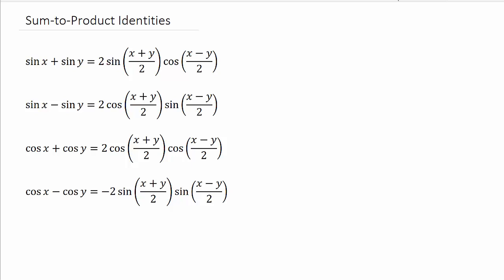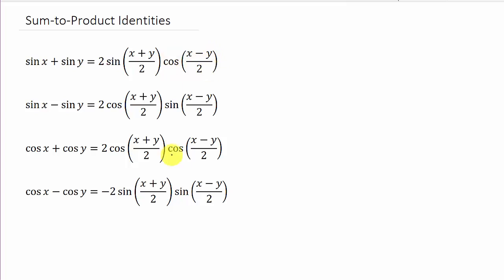Alright, so let's take a look at these sum to product identities, using that to find the exact value. We've got trig functions added together. If they're added or subtracted together, we can rewrite them as a product. For instance, this one, sine x plus sine y, is equal to 2 sine of (x plus y) over 2 times cosine of (x minus y) over 2.